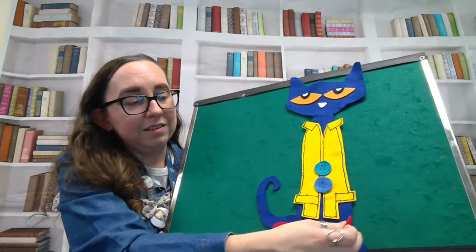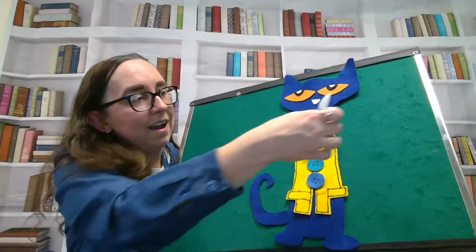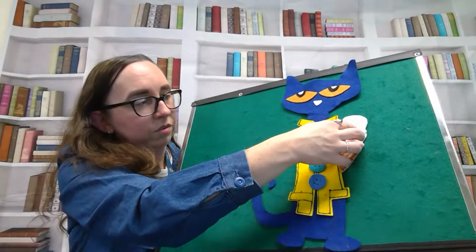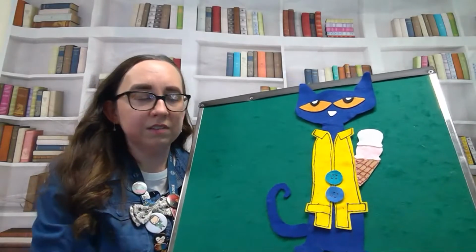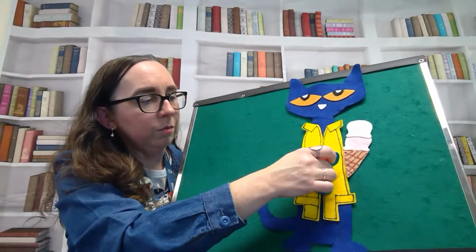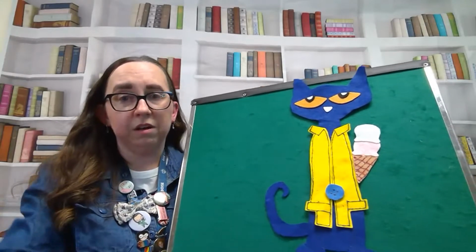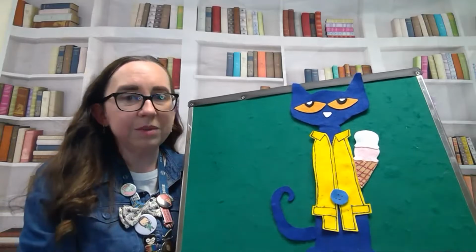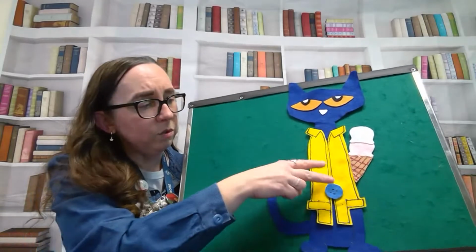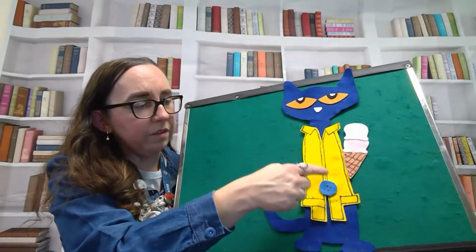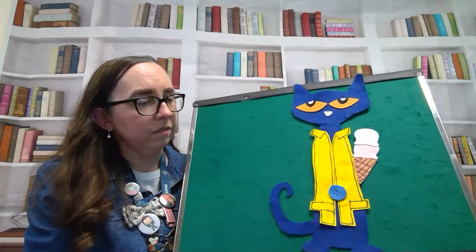Then he was eating some ice cream, like you do, when all of a sudden, pop! Oh no! Another button fell off and rolled away. How many does that leave? We had 2 buttons and 1 popped off, and now there's just 1 button.